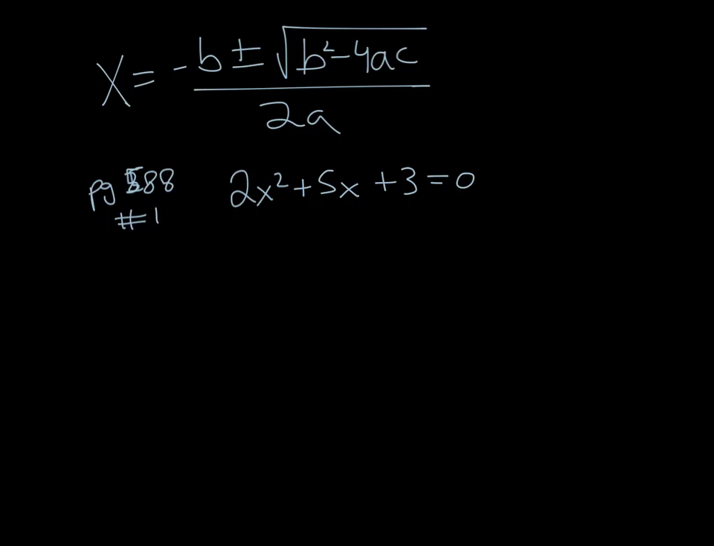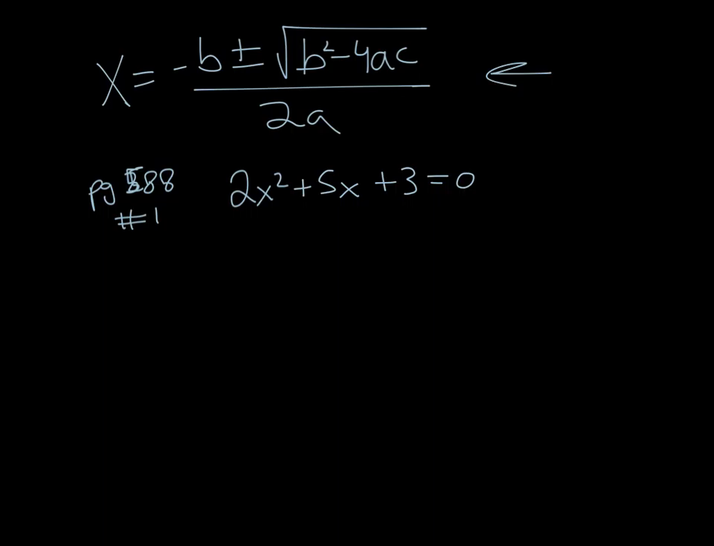Okay, guys. Since we didn't get to do a bunch of problems in class, I thought I'd help you guys out on the homework by doing the first problem with you. So here's page 588, number 1. It says, use the quadratic formula to solve each equation. I've got the quadratic formula written up here. If necessary, round answers to the nearest hundredth. And number 1 is 2x squared plus 5x plus 3 equals 0.